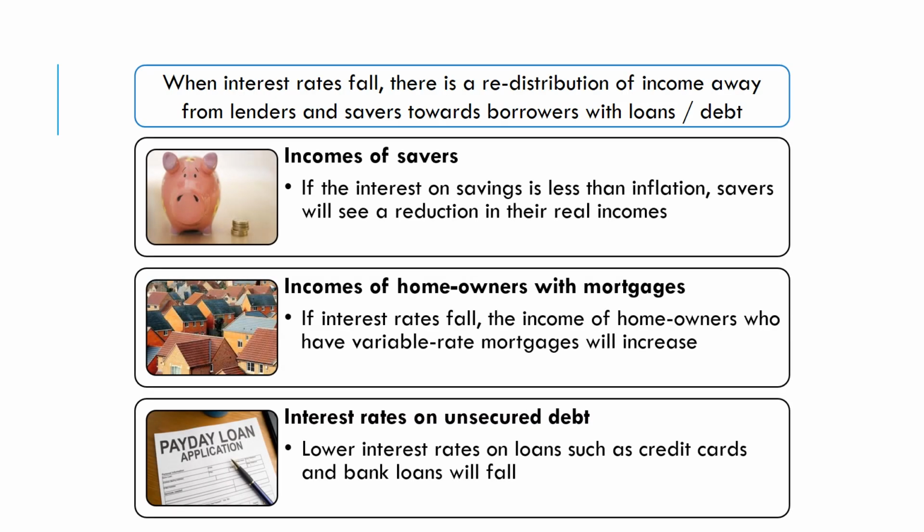Another thing to consider is that when interest rates fall, there is a redistribution of income away from savers and lenders towards borrowers. So if the interest rate is low, it means the incomes of savers goes down, whilst the incomes of homeowners with mortgages, relatively speaking, goes up. So we might evaluate it by saying the impacts on different groups of people.